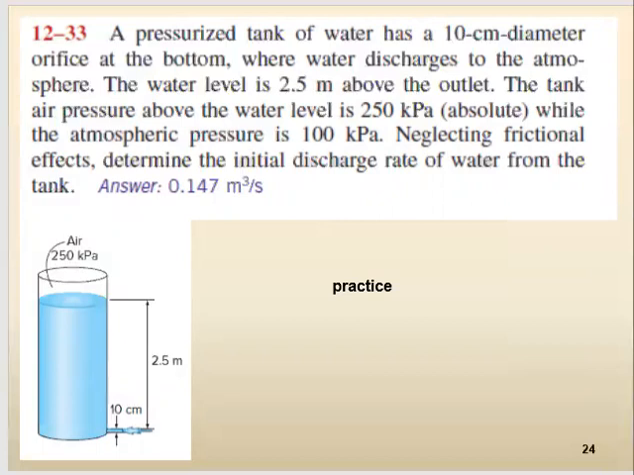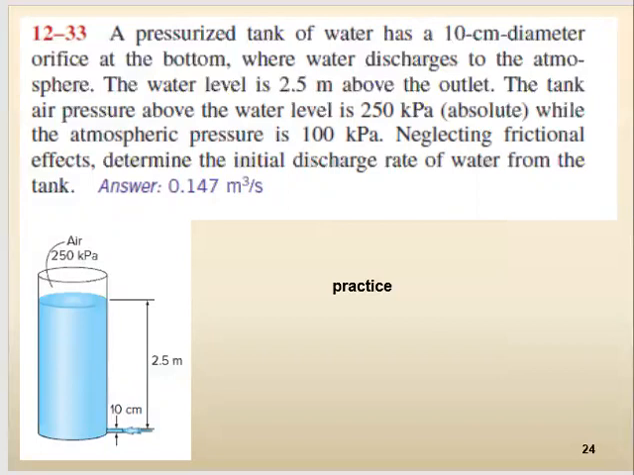A pressurized tank of water has a 10 centimeter diameter orifice at the bottom, where water discharges to the atmosphere. The water level is 2.5 meters above the outlet. The tank air pressure above the water level is 250 kilopascal. This is absolute value, so this is not gauge pressure, while the atmospheric pressure is 100 kilopascal. Ignoring the frictional effects, what is the initial discharge rate of water from the tank?